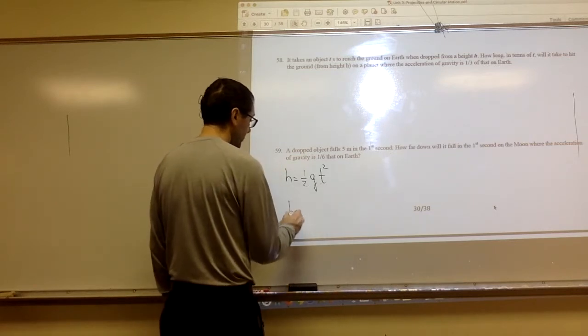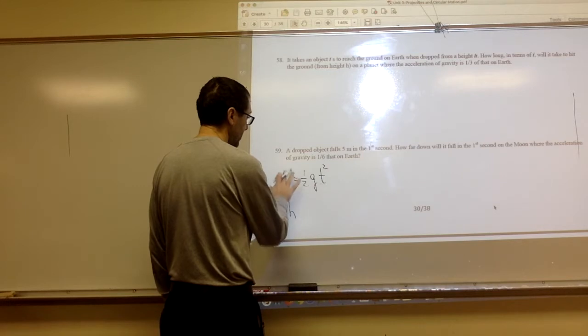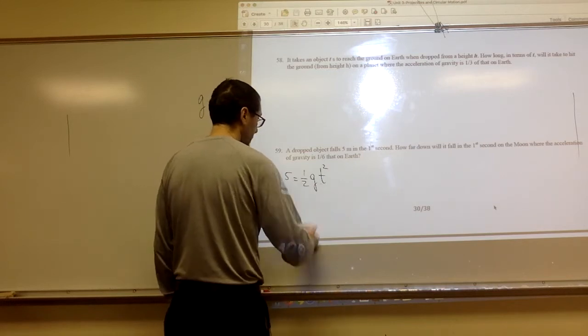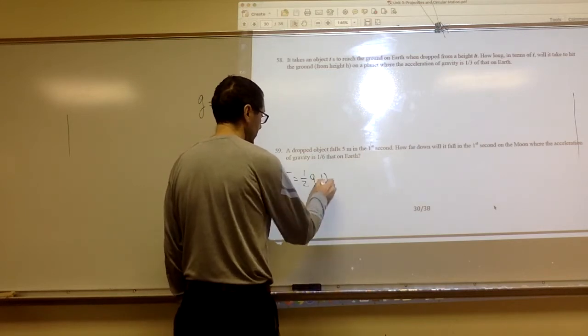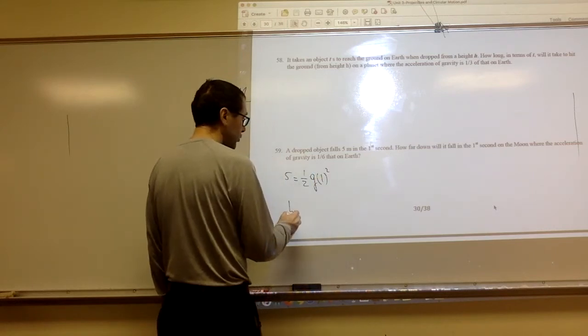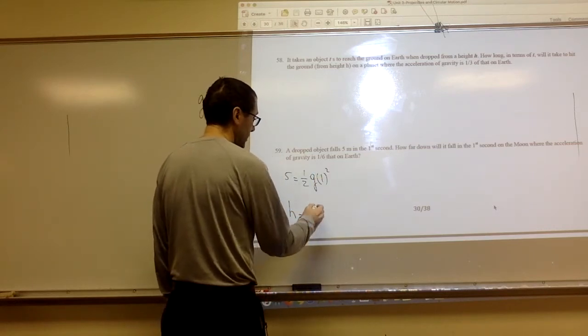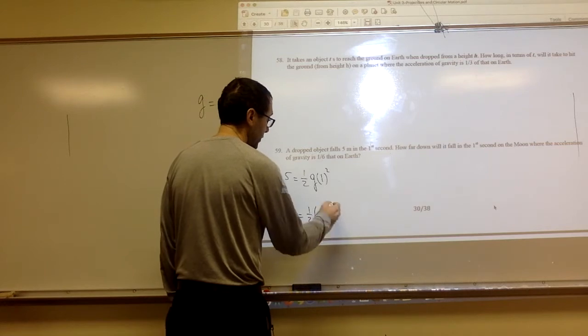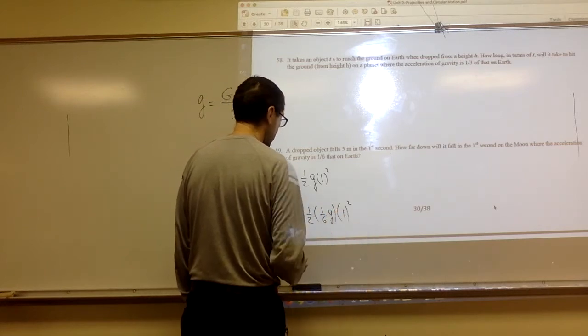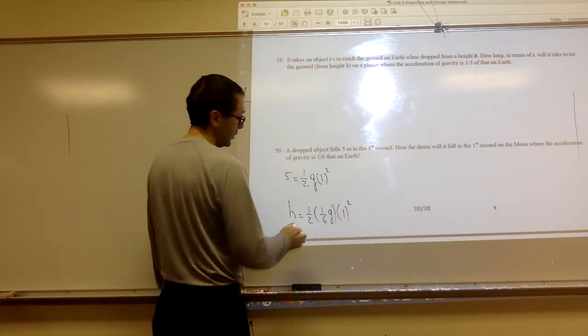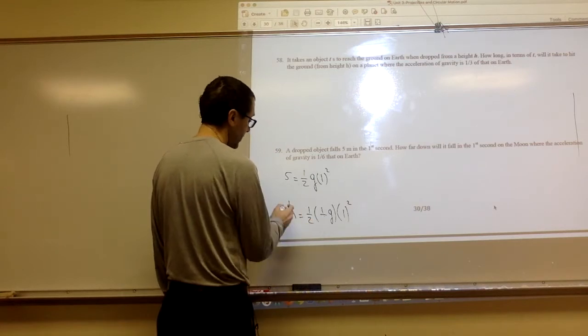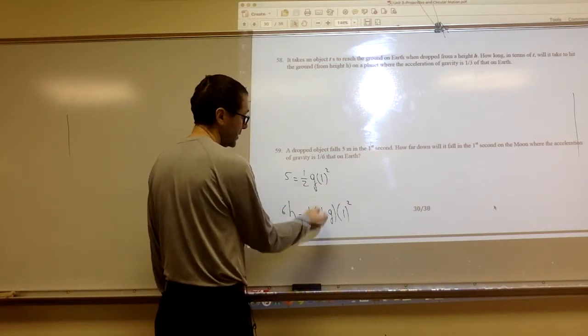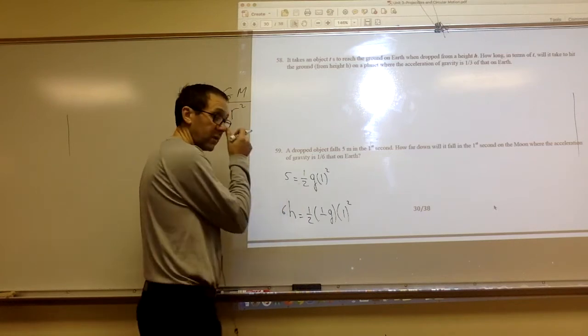This is the new height, so this is a 5 basically, right? And this is a 1. This new height is 1/2, well, it's 1/6 of g, and we're talking about 1 second. So if I move this 6 here, I can see that the right sides are equal. So I get h equals 5/6.